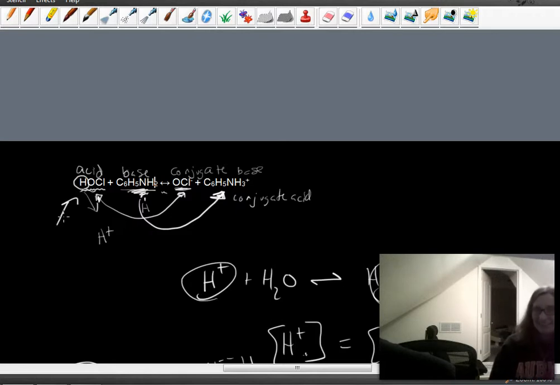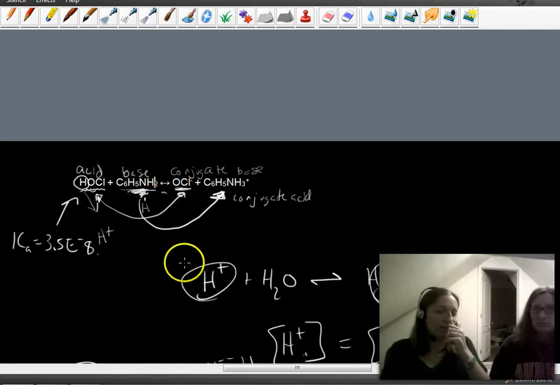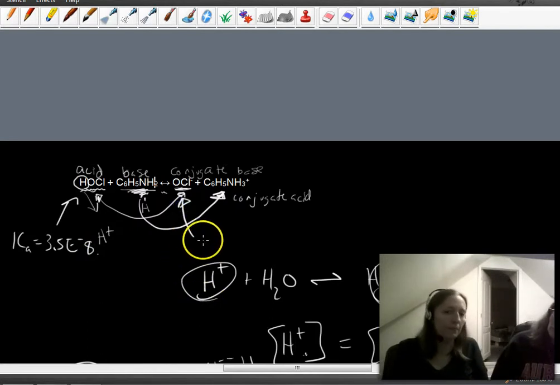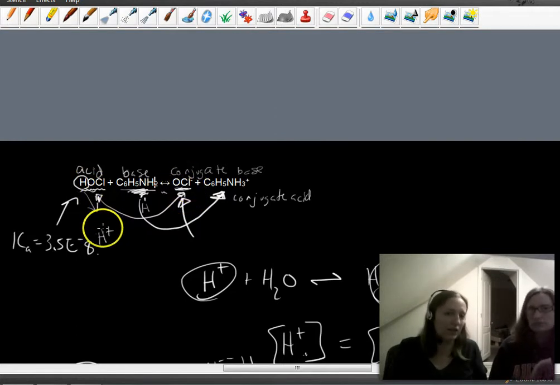Hypochlorous is 3.5e negative 8. So the Ka for that guy is 3.5e negative 8. This is his conjugate base, the hypochlorite ion. He's a conjugate base because he is a base. It's actually basic. When this is in solution, it makes the solution have a basic pH. So to some extent, it's a weak base. This is a weak acid. The acid has got a Ka.